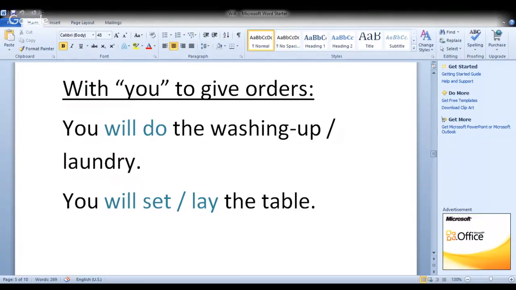So I just wanted to add here that washing up is more British English and laundry is more American, I think. Did you know that? Do you agree with that or disagree? Yeah, I've never heard of washing up. So yeah, could be British.